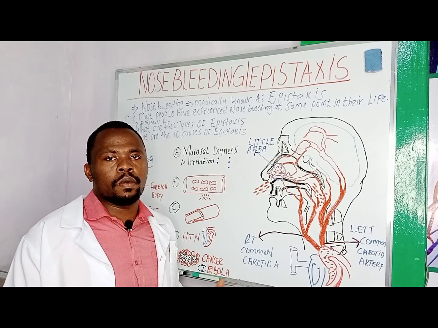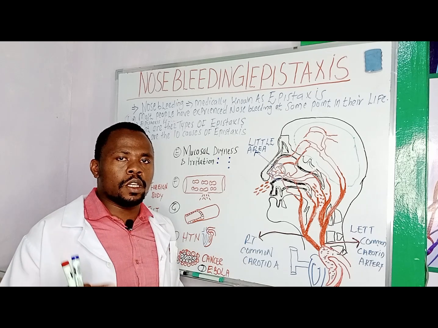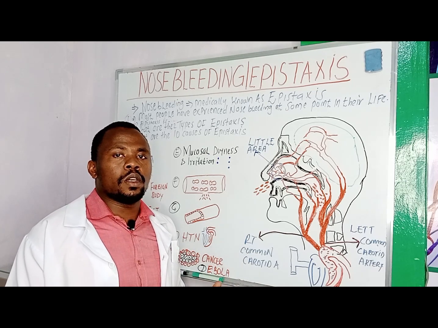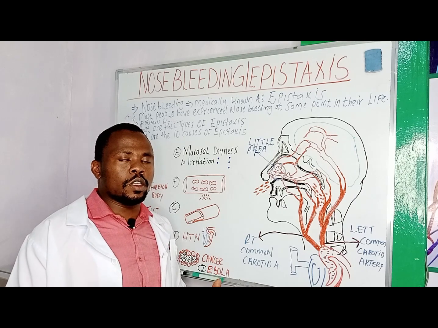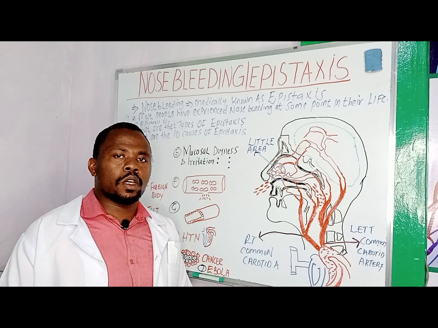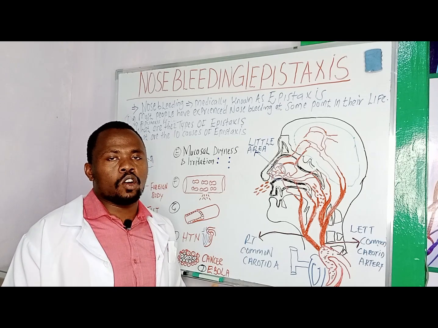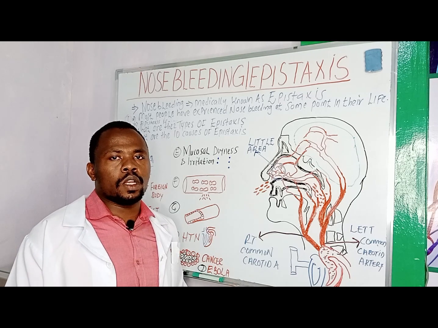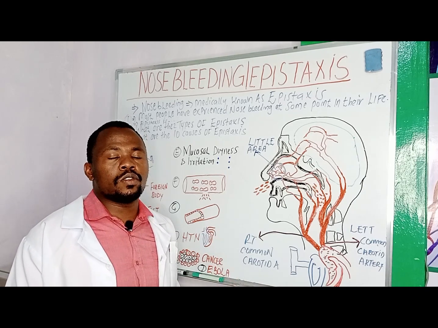Then we have people who have a deficiency in vitamin K. Vitamin K is used in activating these clotting factors. Without vitamin K, these clotting factors that are produced by the liver cannot be active, cannot function. Also, we have alcoholics. Alcoholics usually develop bleeding disorders for various reasons.